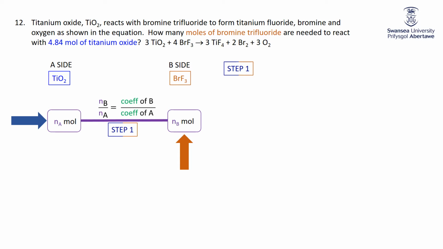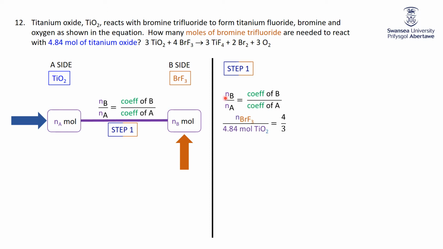Pull out the salient bits. Go from moles to moles. We use this ratio relationship here, moles of B over moles of A is the coefficient of B over the coefficient of A. These coefficients almost always come from a balanced chemical equation. Let's throw in what we know. We don't know moles of B, that's the BrF3. We do know the moles of A, that's the TiO2, was 4.84 moles. Coefficient of B, the BrF3, from the equation is 4. Coefficient of A, that's the TiO2, from the equation is 3. So that goes in there. Multiply it out, 6.45 moles of BrF3.